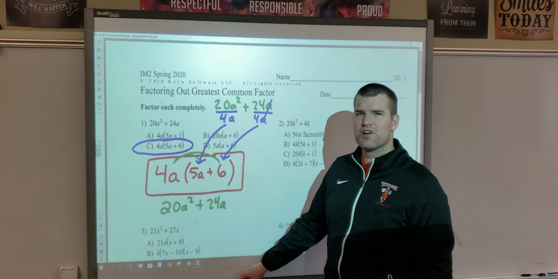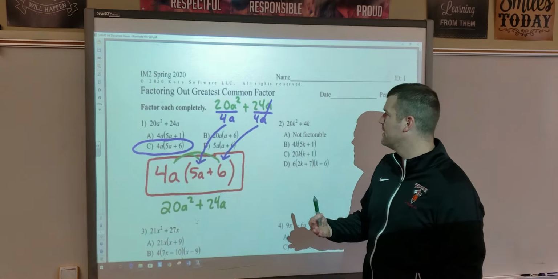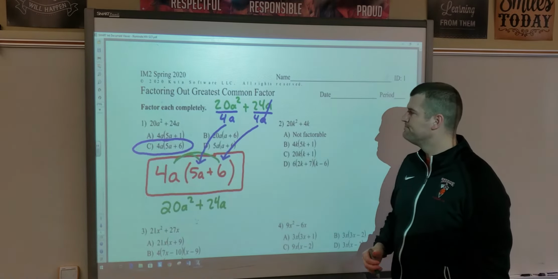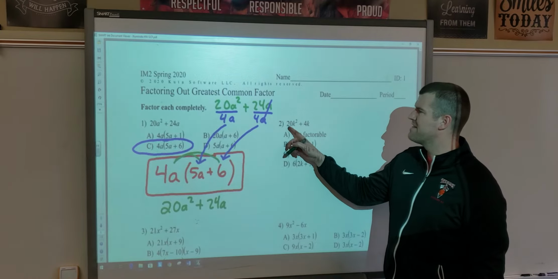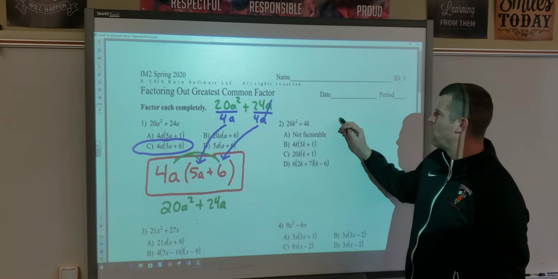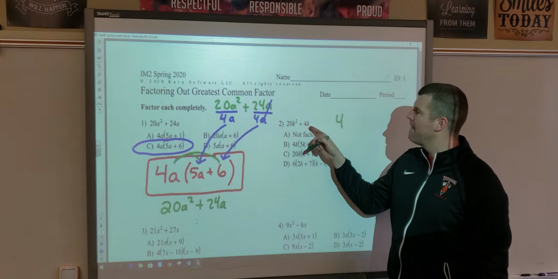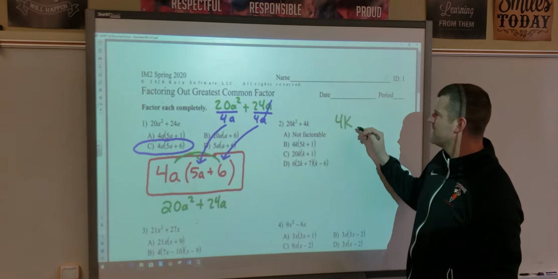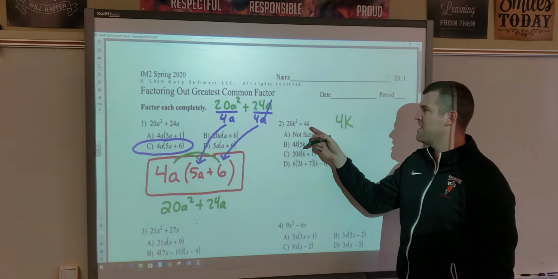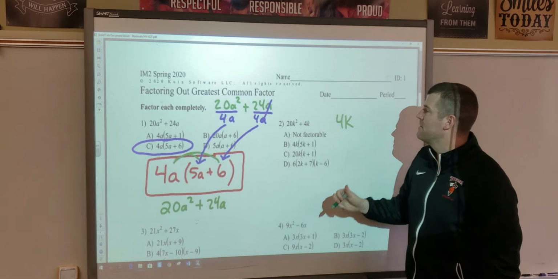All right, the next problem we're going to go through a little bit quicker. I'm not going to explain quite in depth, but hopefully you'll be able to pick it up as we go. So when I look at 20k squared and 4k, the biggest number that goes into both is 4. And then both terms have k. And this one has the lowest exponent, k to the first, so that's all we can take out. Can't take out k squared because this one only has k to the first. I can't take out squared if it doesn't have that many.